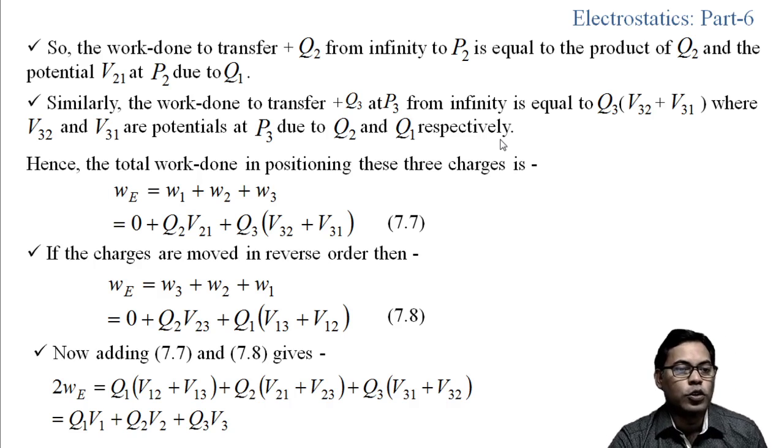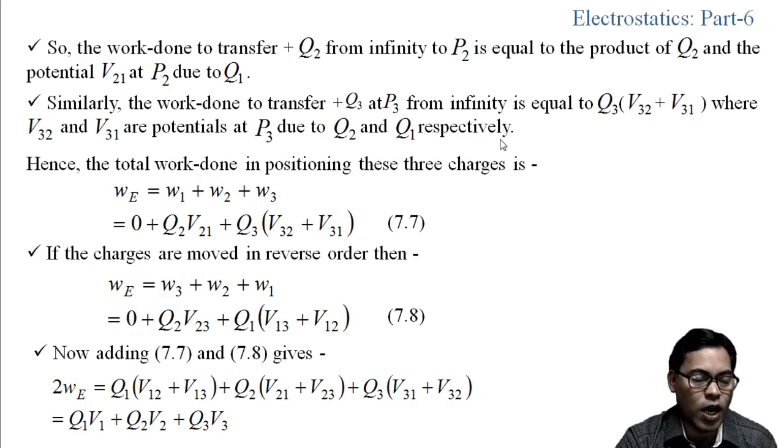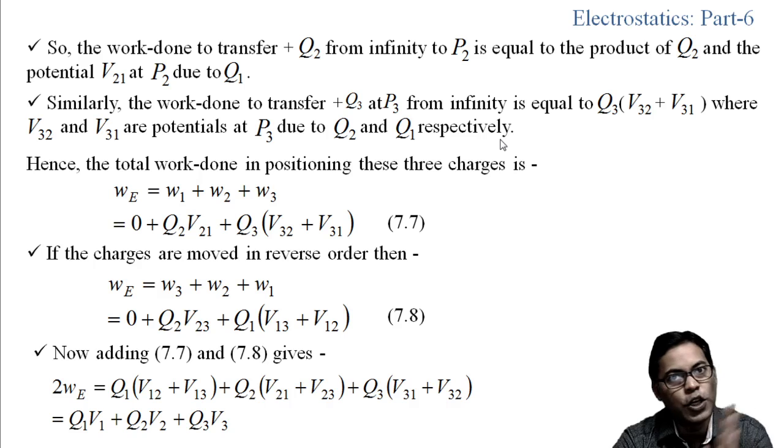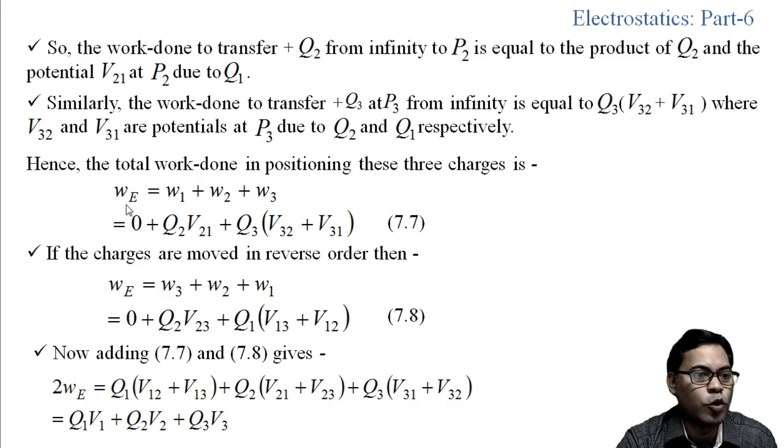So now we want to find out the total work done to move the three charges from infinity to P1, P2, P3. So total work done WE, the total energy, WE equals W1 plus W2 plus W3. W1 is 0, W2 is Q2 V21, plus W3, which is Q3 into V32 plus V31.